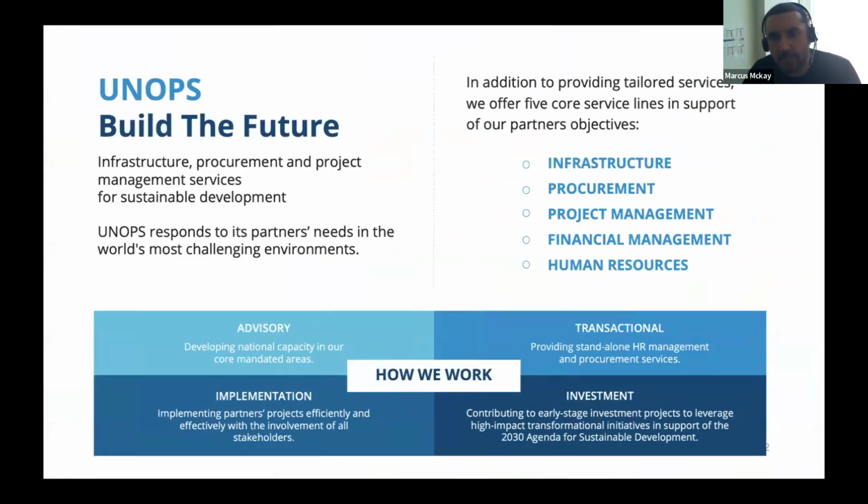UNOPS, as I mentioned, is a UN agency which focuses on infrastructure projects, project management and general procurement. We do also financial management and human resource management. We are slightly unique from an agency perspective, as we are a self-funding agency which focuses solely on project implementation. That means we are self-income generating rather than receiving core funding from the UN budget to implement a mandate. Next slide, please.